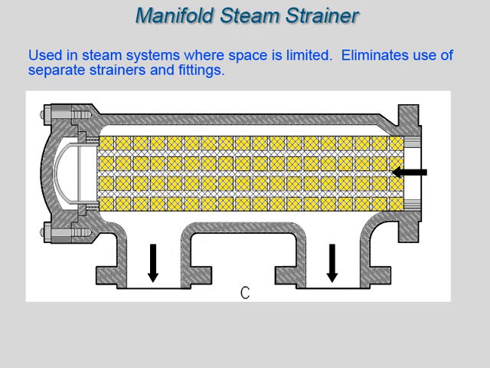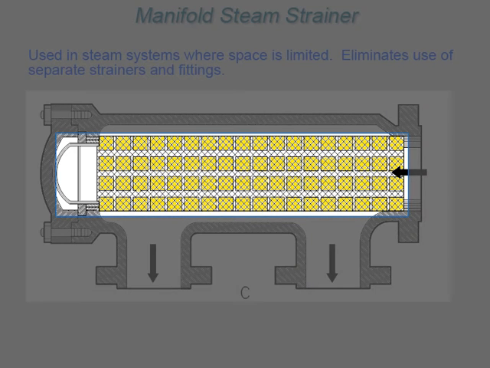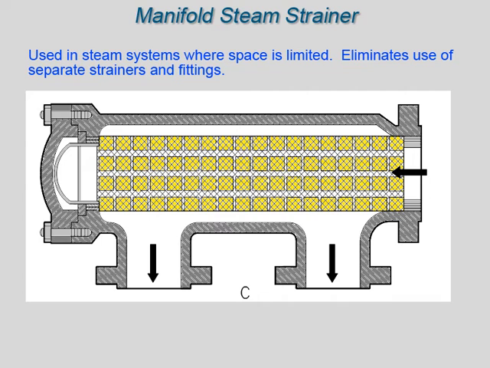This is a type of combined strainer that is desirable where space is limited because it eliminates the use of separate strainers and their fittings. The manifold has one large strainer basket similar to other types of strainers and is upstream of lines that branch off. The cover is located so that the strainer basket can be removed for cleaning.